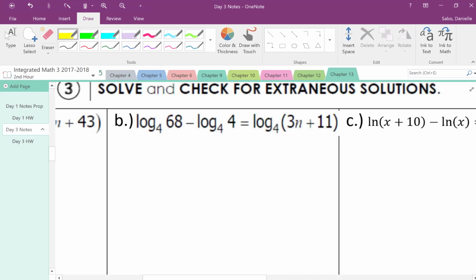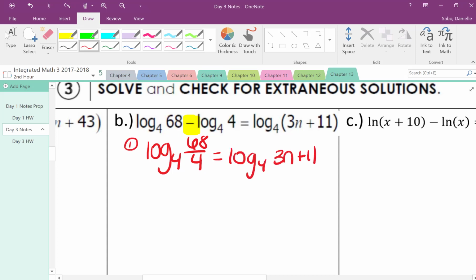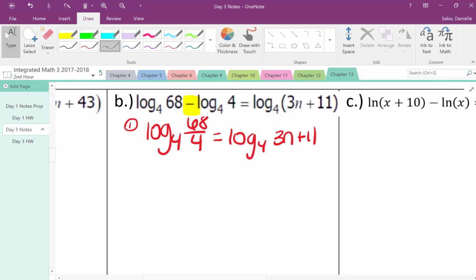Compress, kind of condensing, yes. Yes, because of this negative, I have to divide. So I have log base 4 of 68 divided by 4 because we condensed. That was our first step. Hold on. Which, yes, it is 17. So I'm just going to simplify one more time. For the sake of notes, I'm just writing it all out. Some of you will be able to skip some steps here in the future.